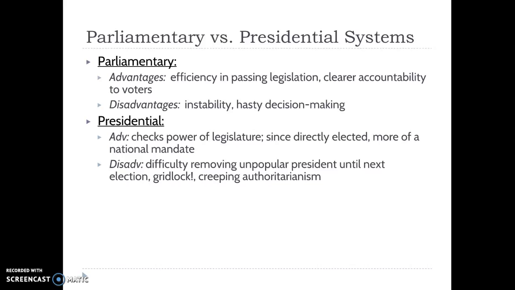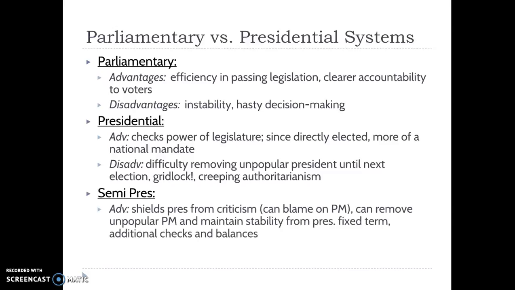The second problem is that there tends to be gridlock. In a presidential system, it is possible to have a divided government where different political parties or factions are in control, and if they're at war or at odds with one another, then things might not be able to get done at least as quickly or efficiently as they are in a parliamentary system.